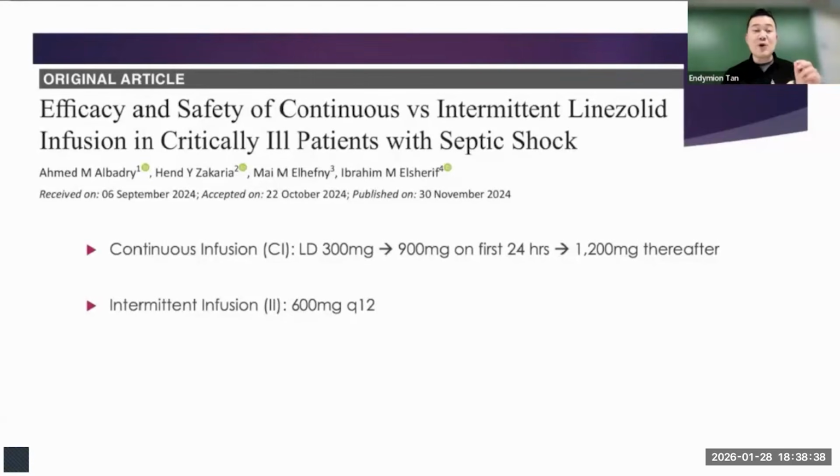So one group would receive the continuous infusion. So when they say continuous infusion, they load the patient with 300 milligrams of linezolid, followed by 900 milligrams on the first 24 hours, and then 1.2 gram thereafter. So meaning to say that 1.2 gram would be dripped for the entire 24 hours. As compared to the other arm, which is an intermittent infusion group, so we just give it traditionally like the 600 milligrams IV now, then 600 milligrams every 12 hours. So they try to compare. So which one would be more efficacious and which one will have a better safety profile?